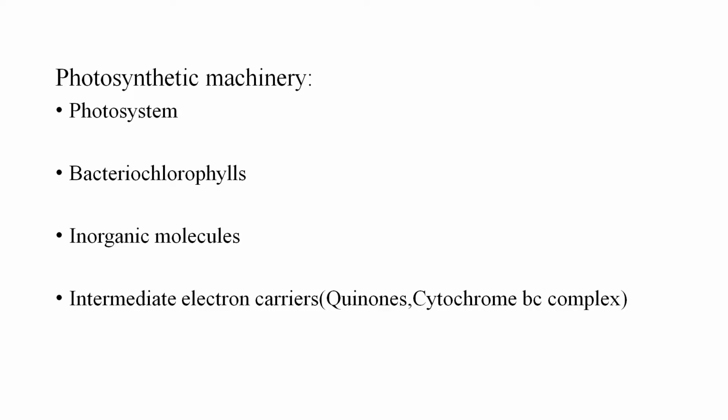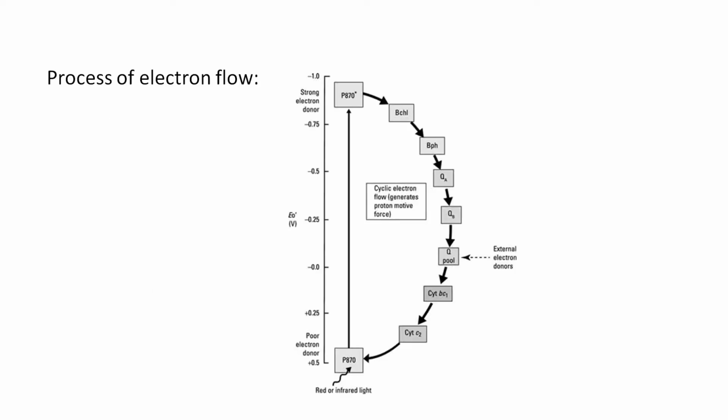And this is the machinery required for anoxygenic photosynthesis. They are photosystems, bacteriochlorophylls, inorganic molecules, intermediate electron carriers, quinones, cytochrome b6-bc complex, etc. And this is the flow of electrons. Here we can see, as we have discussed previously, only one photosystem participates in this process. P870 is the photosystem participating in anoxygenic photosynthesis.